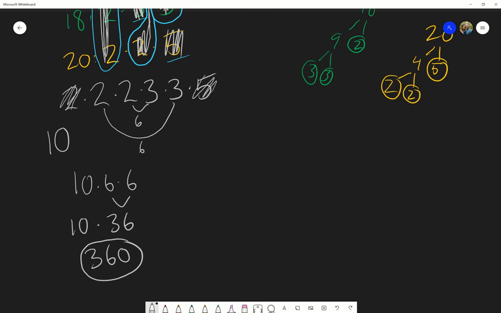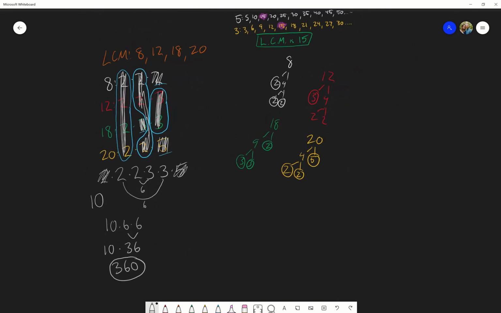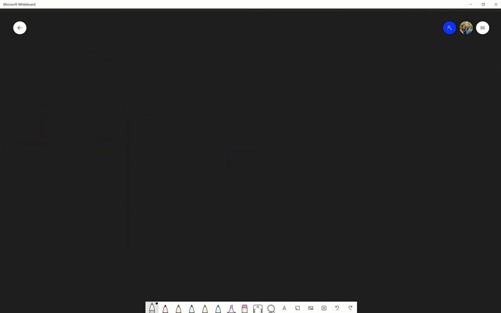360. These 4 numbers don't have an overlapping multiple until we get all the way to 360. It's a big least common multiple. Not as big as 4,290, but it's still a very large least common multiple. All right. How do we feel about the LCMs? Hopefully they're okay. Hopefully they're not miserable.